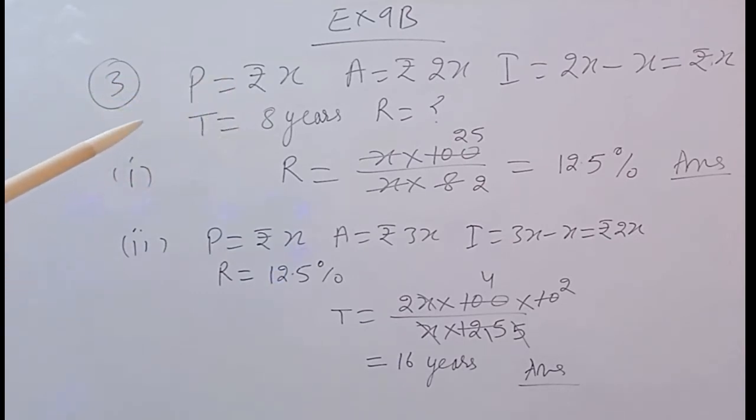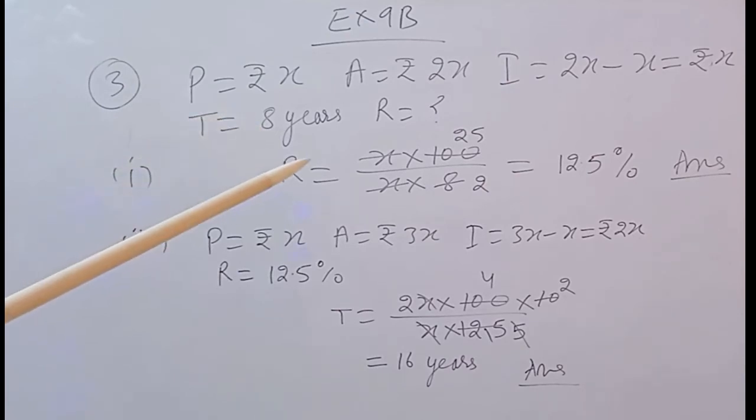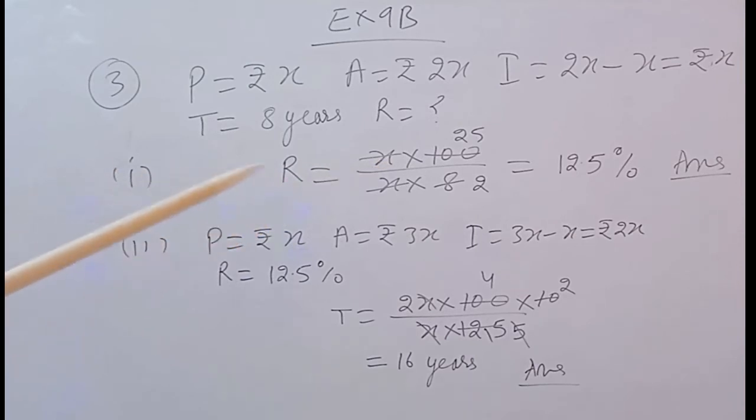So R, we know, equals I into 100 upon P into T. So I is here x, we just got it, into 100 upon P, we have taken x, into 8, the time. So x to x cancel, 100 upon 8, that is 4 into 25 is 100, 25 upon 2, that is 12.5%. So the rate of interest we will get is 12.5%. That is the answer of the first part, question number 3.